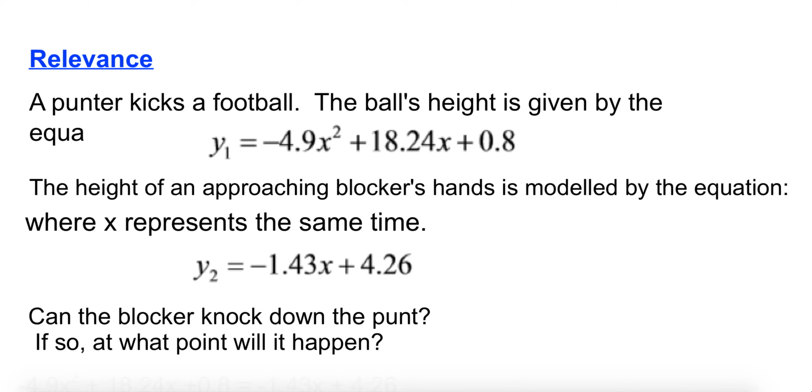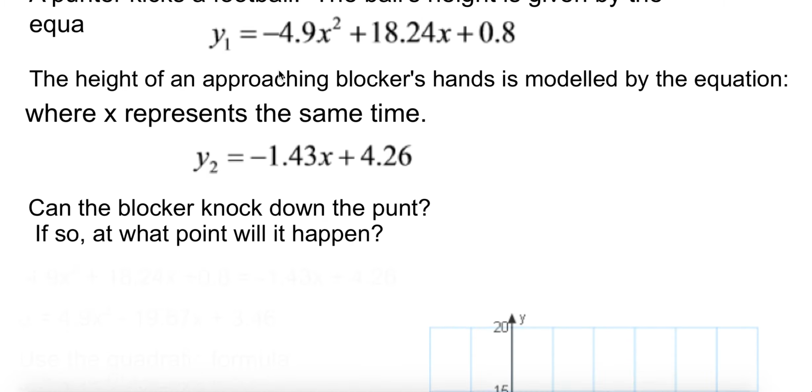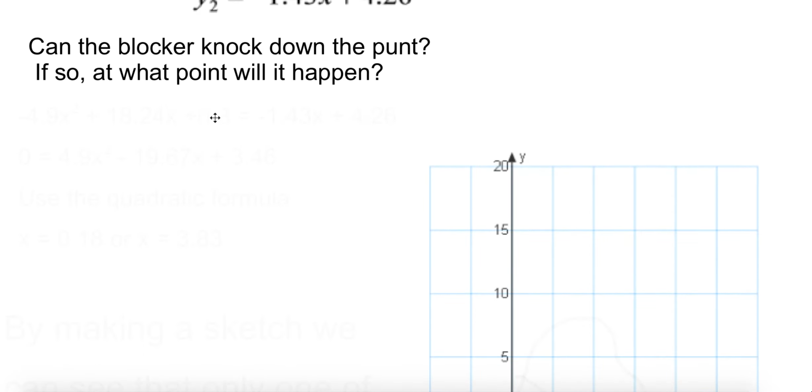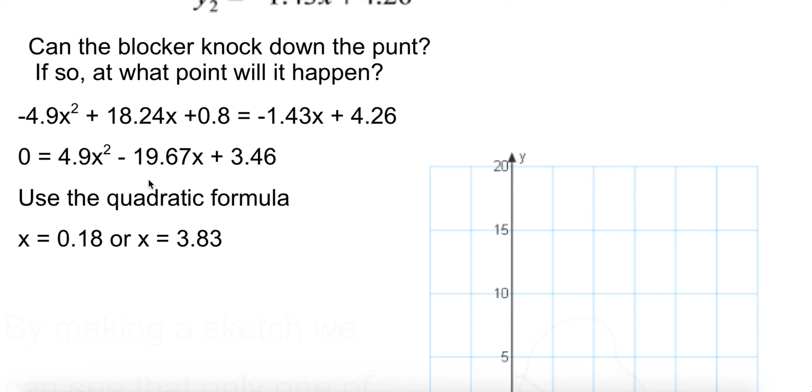Okay, and now a word problem. We've got a punter. For those of you that don't know, this is a football player that kicks the ball. Doesn't really matter. It's starting at a point of 0.8. The height of the approaching blocker, so someone trying to block the kick, is modeled by this linear equation. And can they block it? Now, what you have to recognize is that you're going to solve the equation the same way we did. But you're going to get to this point, then you're going to have to use the quadratic formula because probably none of you can factor that and get these repeating numbers.